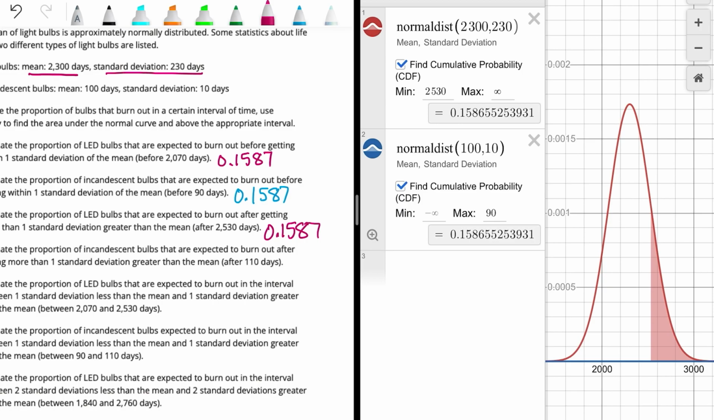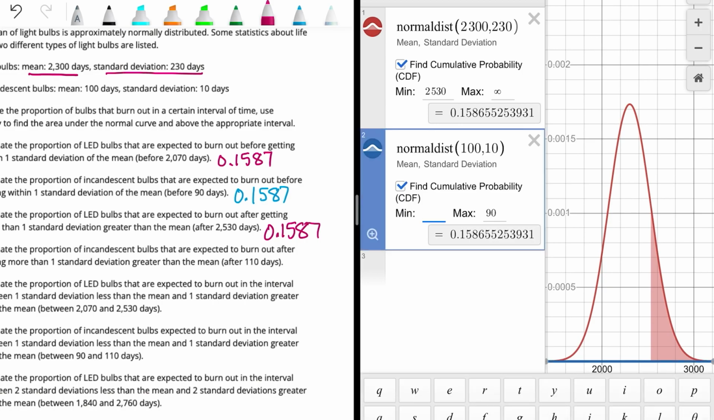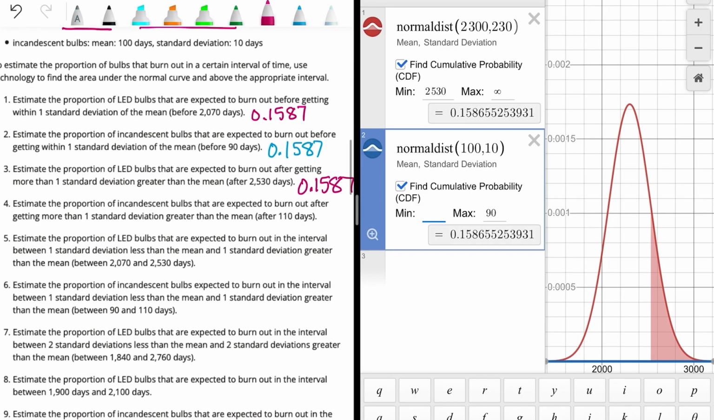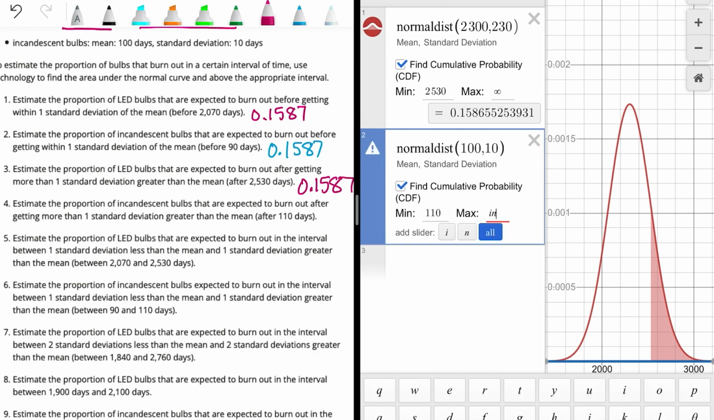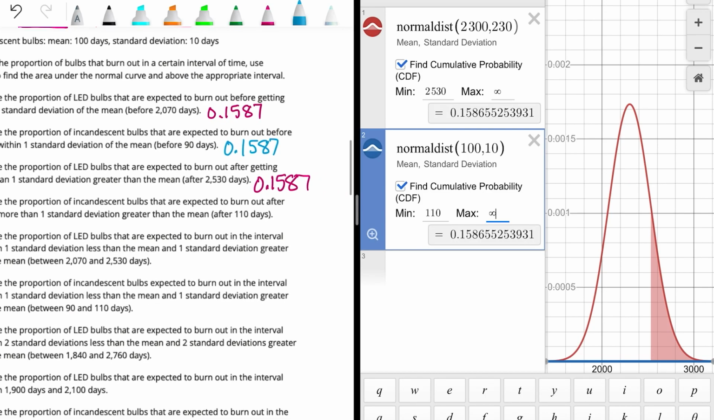All right, and then let's take a look at the other one, the incandescent. So now we're looking at after 110 days, which again is 1 standard deviation away from the mean. And so there is no infinity button, so we have to type in infinity and then it automatically changes it for us. And so that one is also 0.1587.